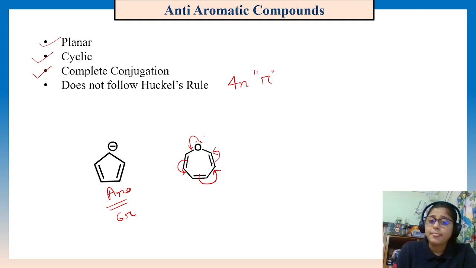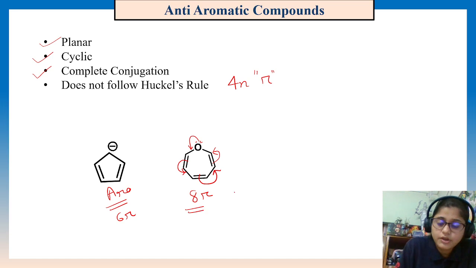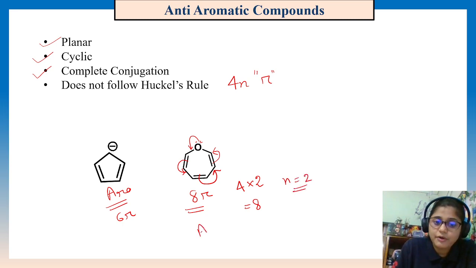So what will be the number of pi electrons here? 1, 2, 3, 4, 5, 6, 7, 8. 8 pi, right? So is it following 4n plus 2 or 4n? Let's try this. 4 into 2 will be 8. Here n equals 2. So it is an anti-aromatic compound. Anti-aromatic.